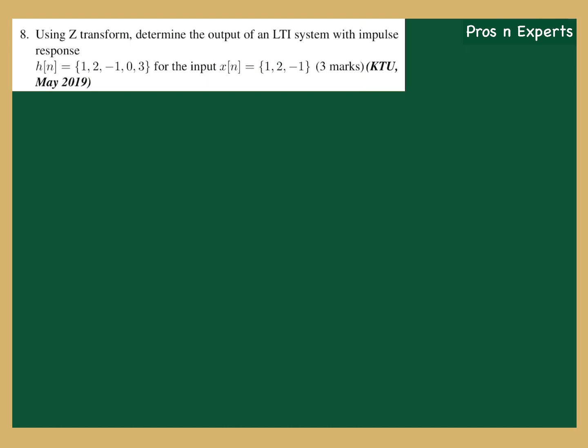Using Z transform, determine the output of an LTI system with impulse response h[n] for the input x[n]. The concept behind this question will be very clear to you because it is a very important one. We started this concept right from the first module, where we have an LTI system, you are required to find the output, and you are given the impulse response. So what will be the output? It is nothing but the convolution sum.